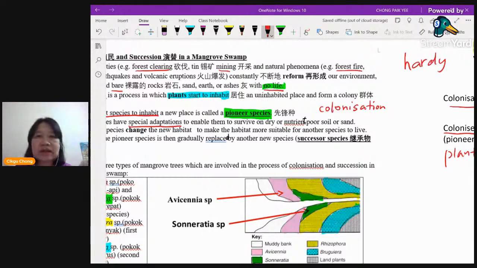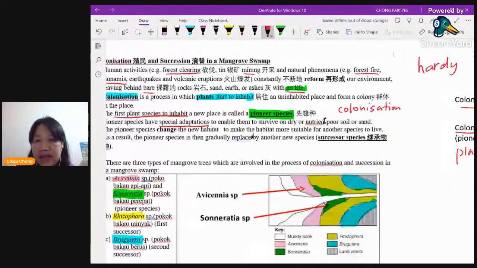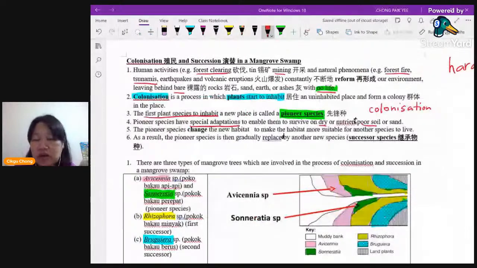All right, they can withstand winds, they can withstand heat, they can withstand dryness, everything. So it's called hardy. All right, so easy to stay, easy to live. And then it can live on dry land. They can even live in poor soil, not a lot of nutrient, so no problem for them. Sand also, right? Sand is naturally very low in nutrient.